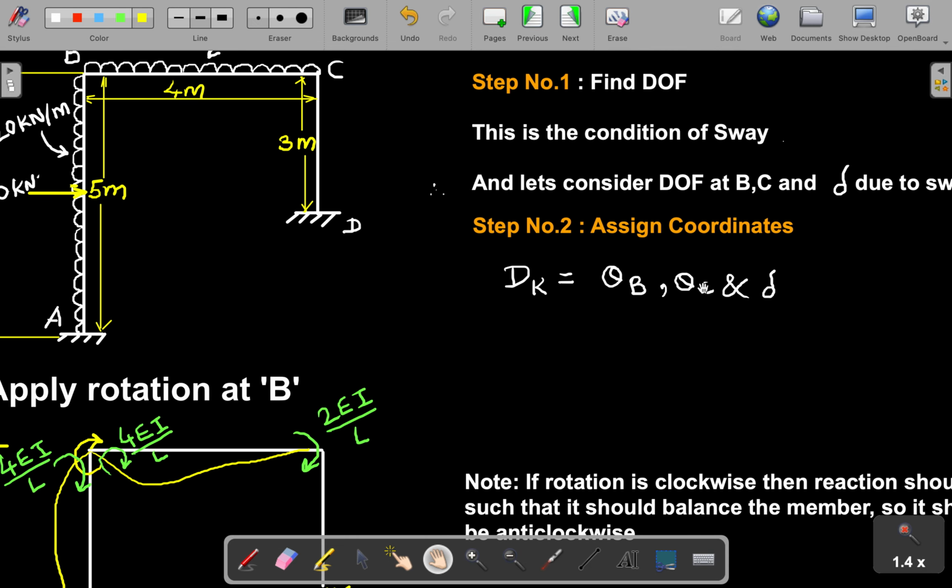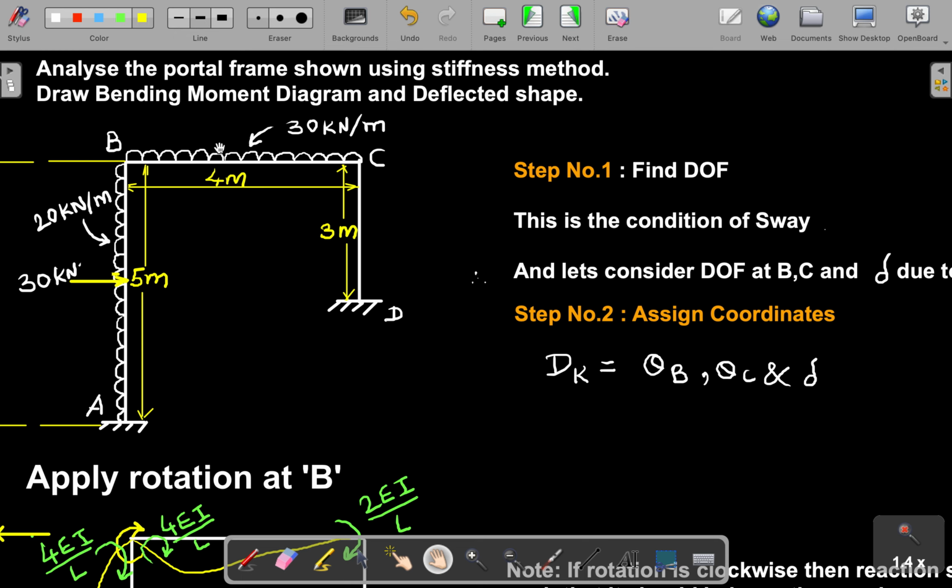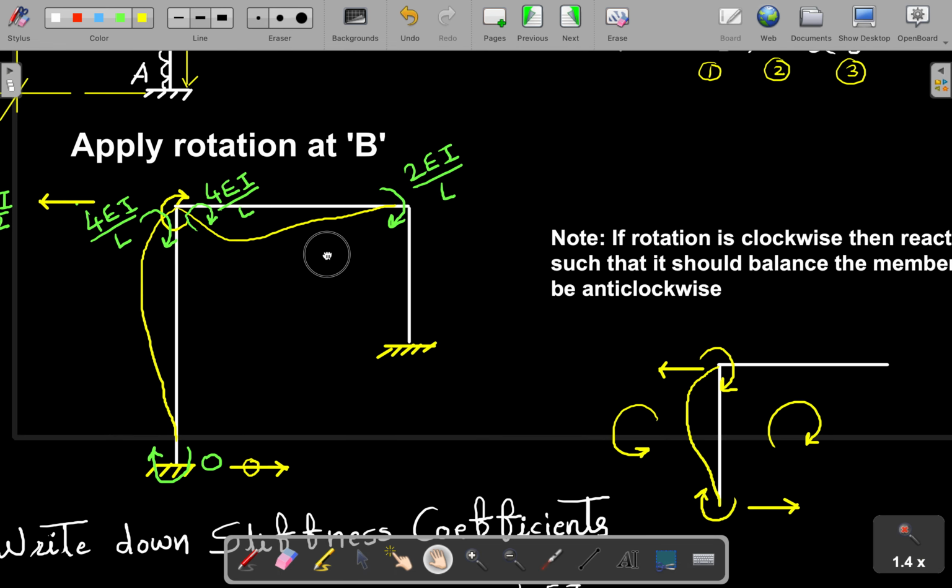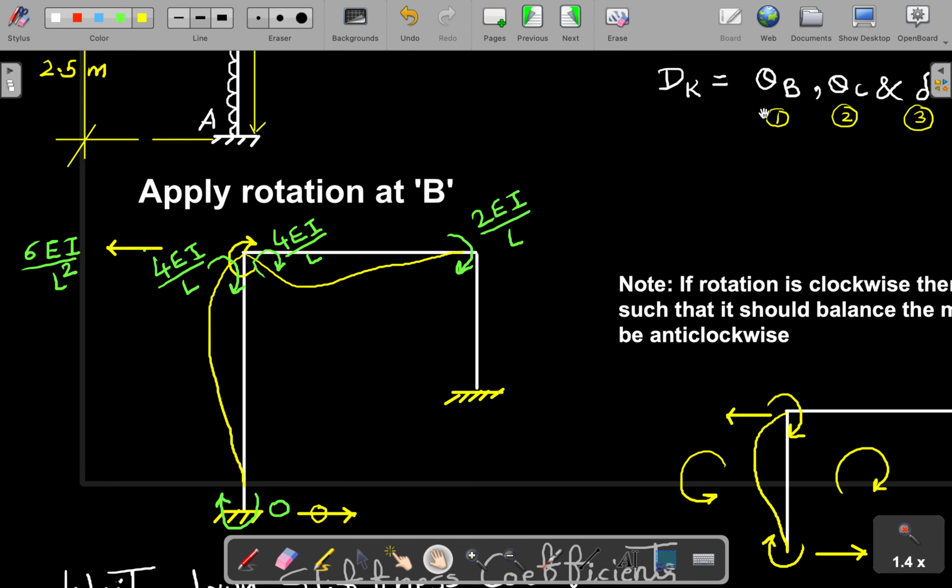Now step number two: we have to assign coordinates. Theta B, theta C, and delta we can call 1, 2, 3. This is coordinate number 1, this is 2, and whatever swaying is happening will be 3. We have to remember this because we have to form the stiffness matrix. Now let us consider theta B. Let us apply the first unknown, a unit rotation at point B.